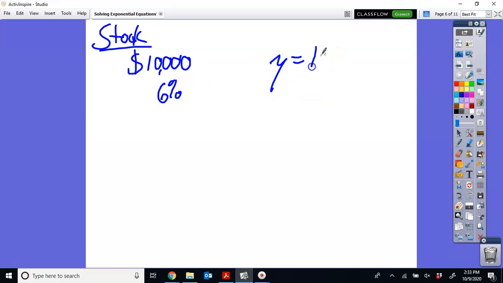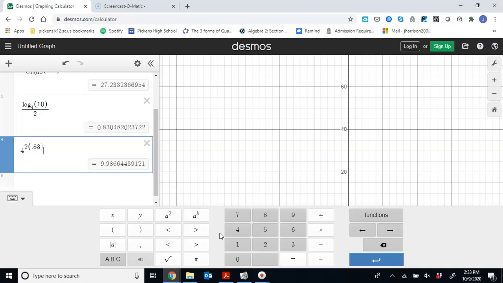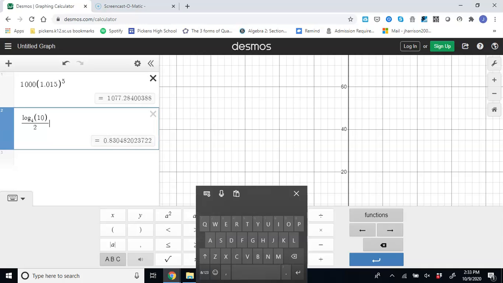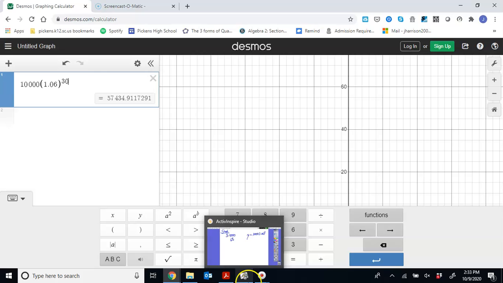What that looks like is 10,000 times 1.06 raised to the t power. Again, we could figure out how much we're going to have if we take out our calculator and plug it in. I want to figure out how much I'm going to have after a certain number of years, so I can just type that in. I can say 10,000 multiplied by 1.06 raised to the, let's say we're going to go 30 years. We're going to leave that. That's going to be $57,434.91. Okay, that's pretty good.